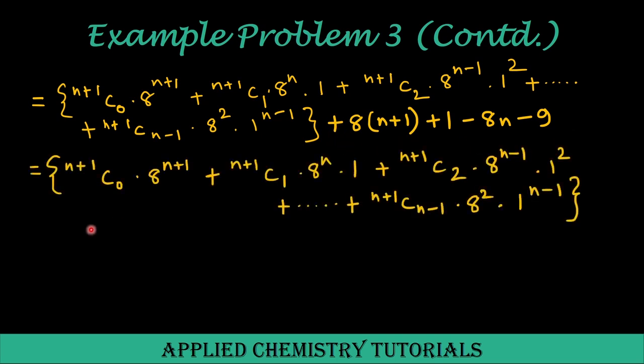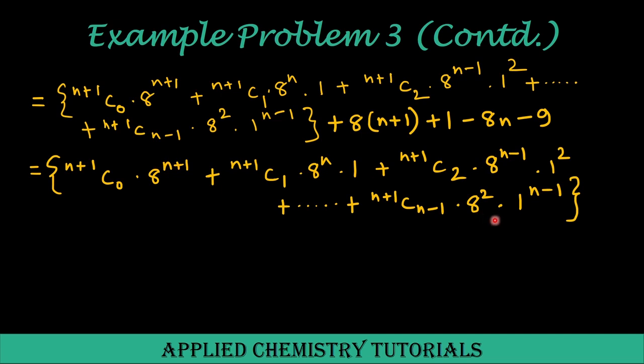For simplifying this, we can have it as n plus 1 c0 multiplied by 8 to the power n plus 1, plus n plus 1 c1 multiplied by 8 to the power n multiplied by 1, plus n plus 1 c2 multiplied by 8 to the power n minus 1 multiplied by 1 square, plus and so on, plus n plus 1 c n minus 1 multiplied by 8 square multiplied by 1 to the power n minus 1. So we can clearly see that here 1 square equals 1, 1 to the power n minus 1 equals 1, and that is applicable for any other terms in between these two terms here. We can also notice that all these terms are divisible by 8 square or 64.